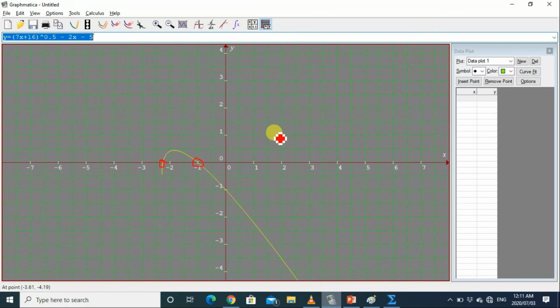This was the solution of one kind of radical equation.